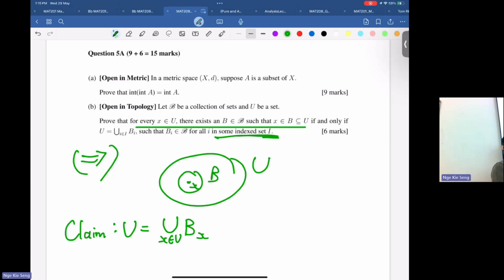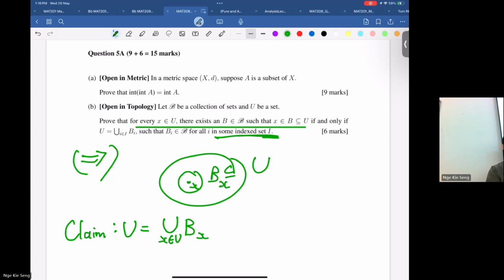Left inclusion, why is it true? Because all the balls you pick contain all the points in U, since each point is the center of some ball. Right inclusion, why? All the balls should be in U. So left and right both hold.